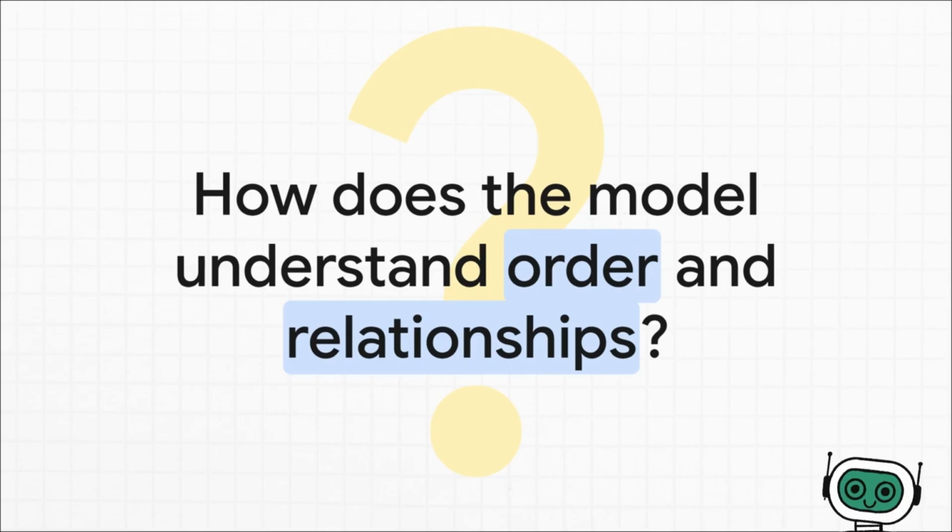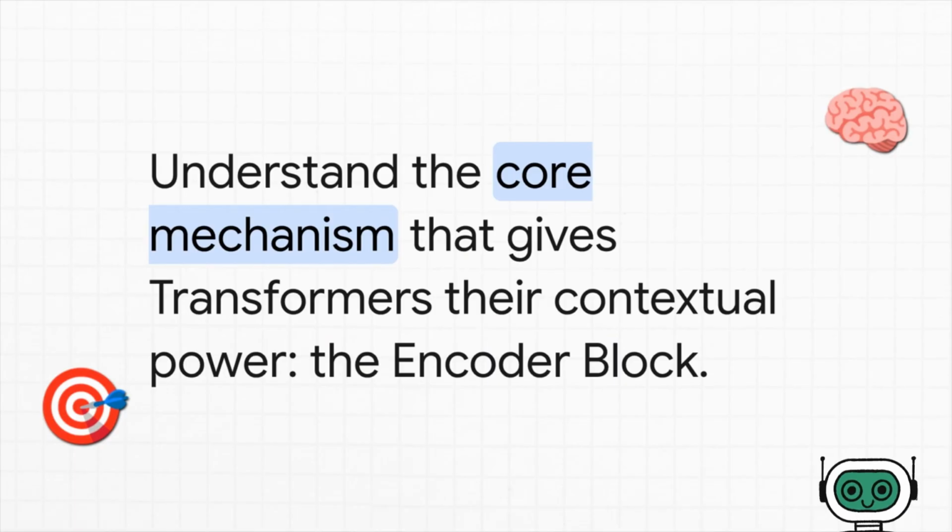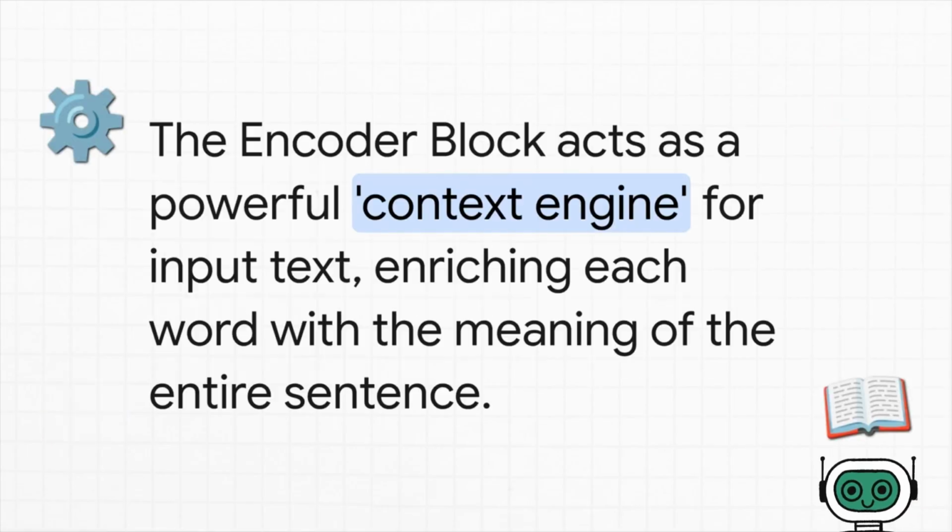That right there, that's the puzzle we're going to solve today. And by the end of this quick session, you'll get it. You'll understand the core mechanism that gives transformers all that contextual power, the encoder block. So the solution to our puzzle is something called the encoder block. And honestly, the best way to think about it is as a powerful context engine. Its entire job is to take in a bunch of words that are just isolated meanings, and then it injects the context of the whole sentence into each and every one of them.